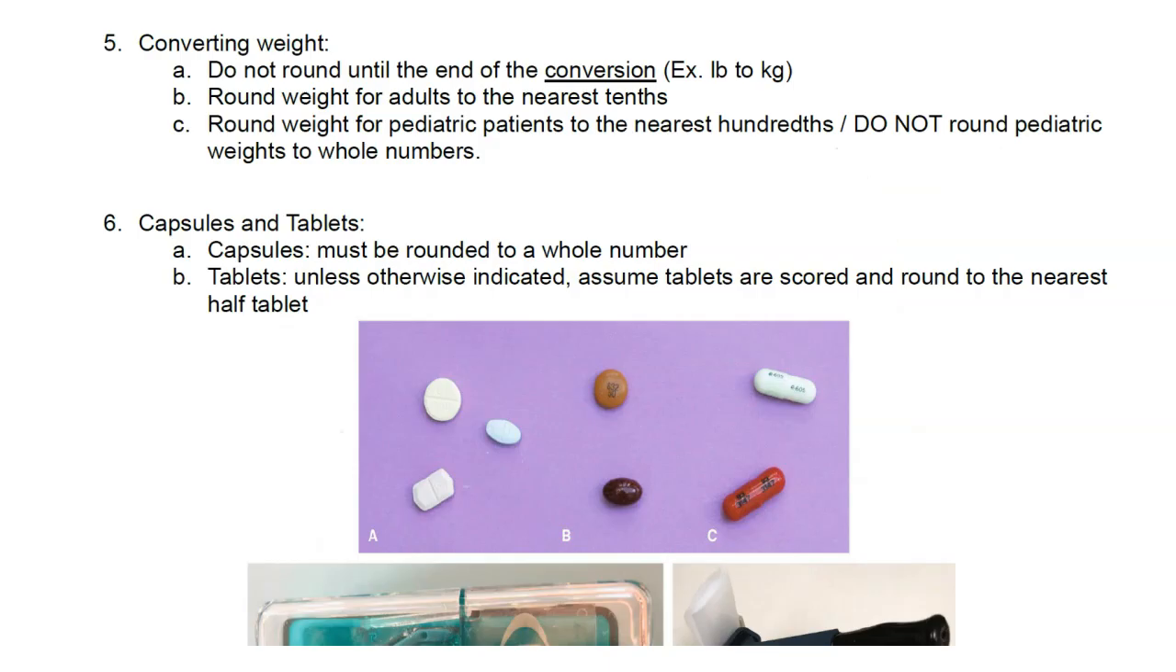Converting the weight. Do not round until the end of the conversion. Then round weight for adults to the nearest tenths, and for pediatrics, you have to round the answer to the nearest hundredths. Do not ever round pediatric weight to the whole numbers, because that could be a significant change in the medication dose for that patient, and that can be very detrimental for your pediatric patient.